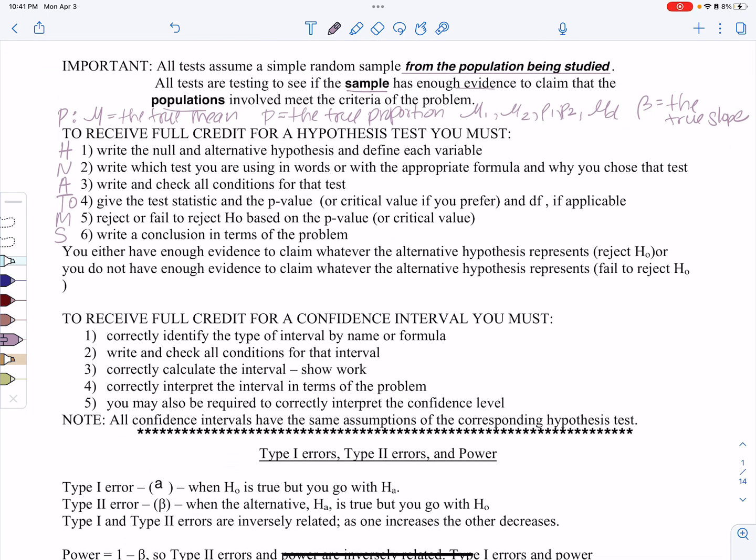Okay, so you either have enough evidence to claim whatever the alternative hypothesis represents. Basically, having enough evidence means rejecting Ho, because I'm rejecting Ho to say I have enough evidence for Ha. Or you do not have enough evidence, or you just fail to reject. You never accept, so put this down here, never accept. You never accept Ho, you are just going to reject it or fail to reject it.